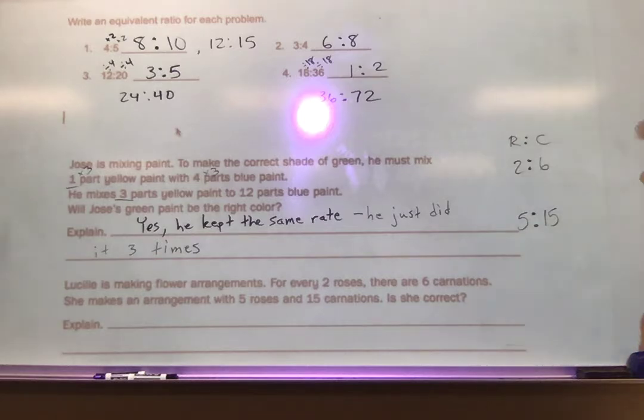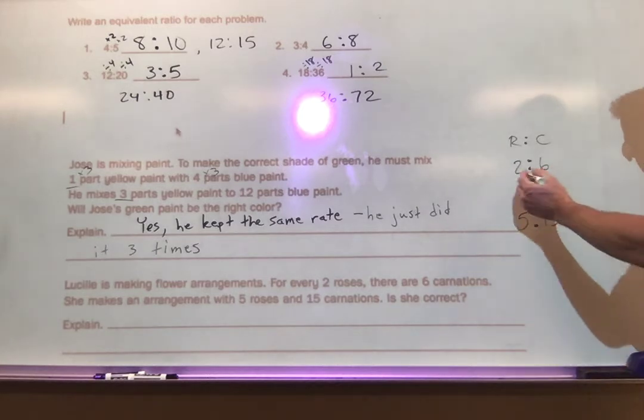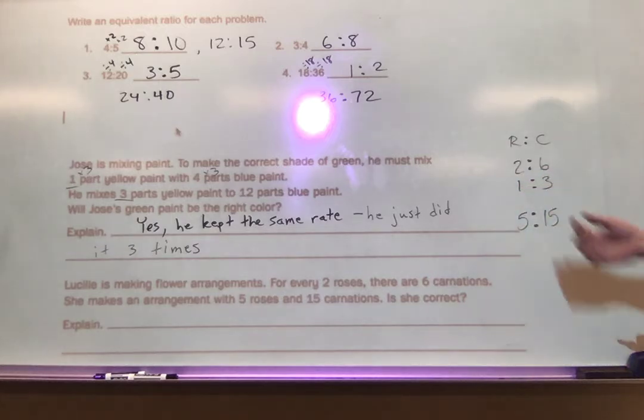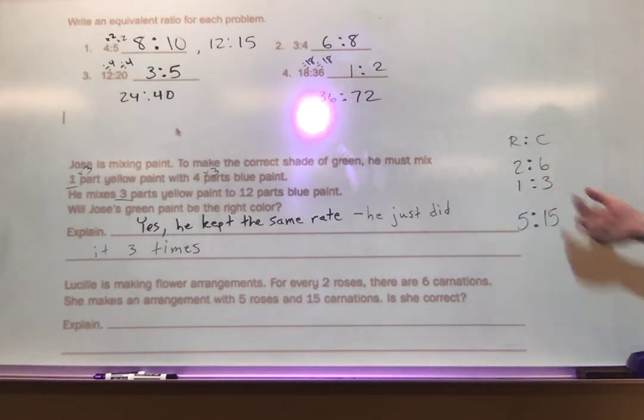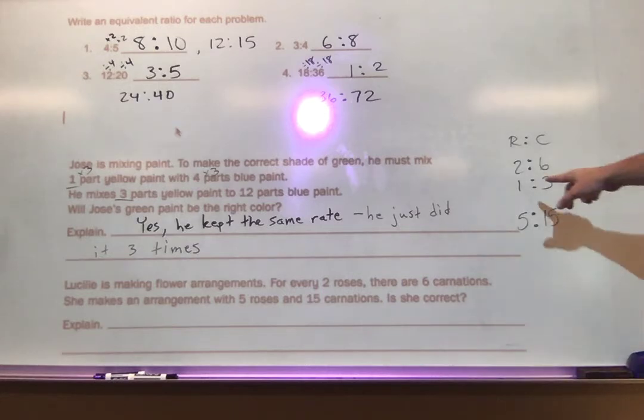I think the simplest option maybe is to change forms. Can you get this to a simpler form? I see 2 and 6. If I divide them both in half, or cut them in half, this is the same as a 1 to 3 ratio. For every 1 rose, you need 3 carnations. Okay, that's kind of a unit rate. We've got it in its simplest form there because there's a 1.